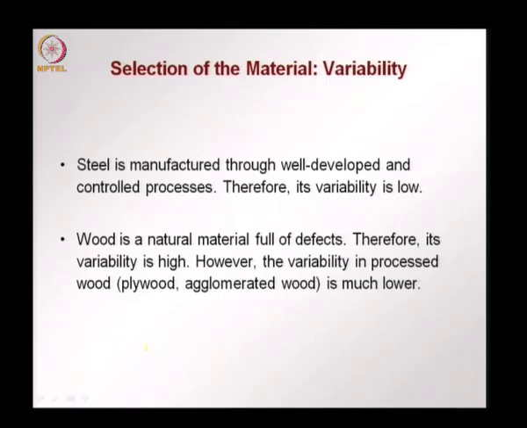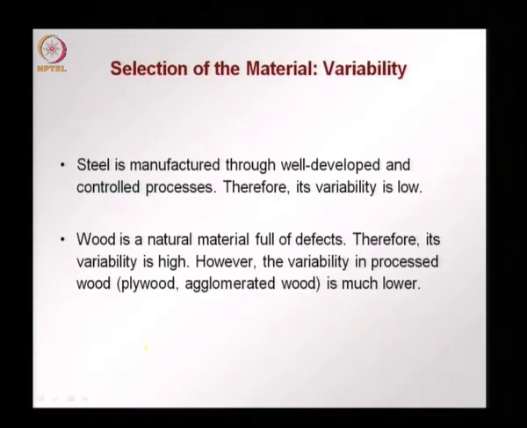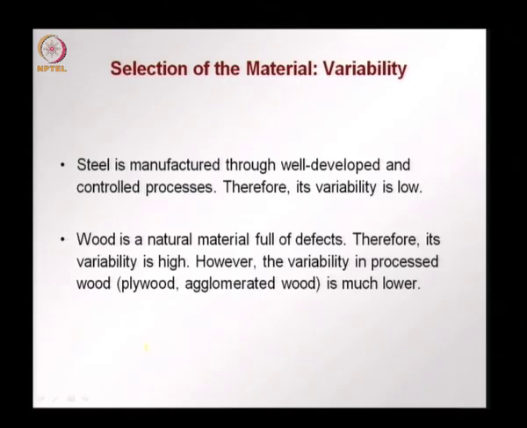Wood, on the other hand, is a natural material full of defects. As the tree grows, there is a lot of interference by insects, animals, birds and so on, and also its surroundings. So, it grows in an uncontrolled manner. The variability ends up being very high. We saw values of 35% for the coefficient of variation.